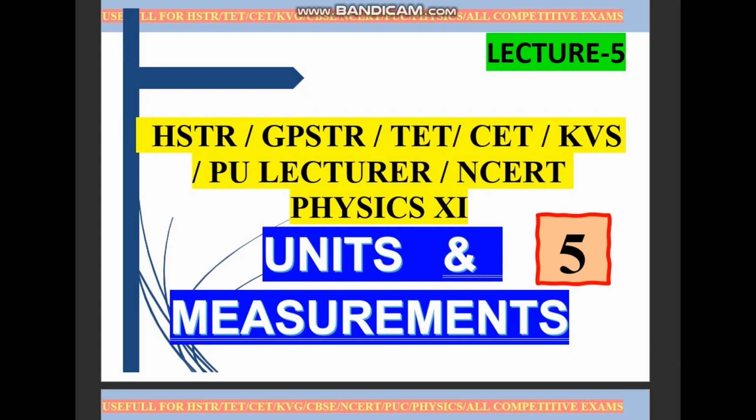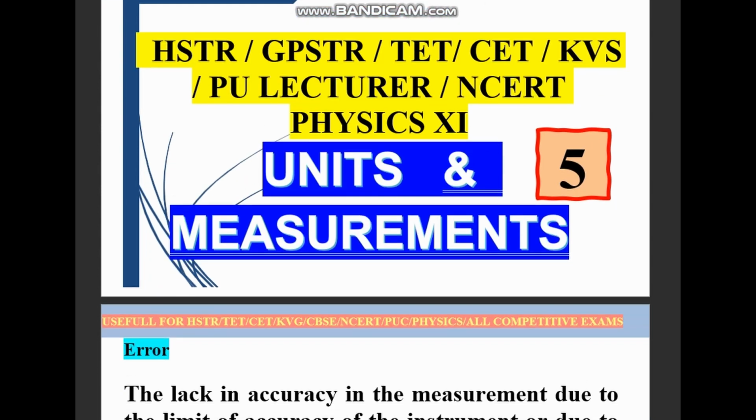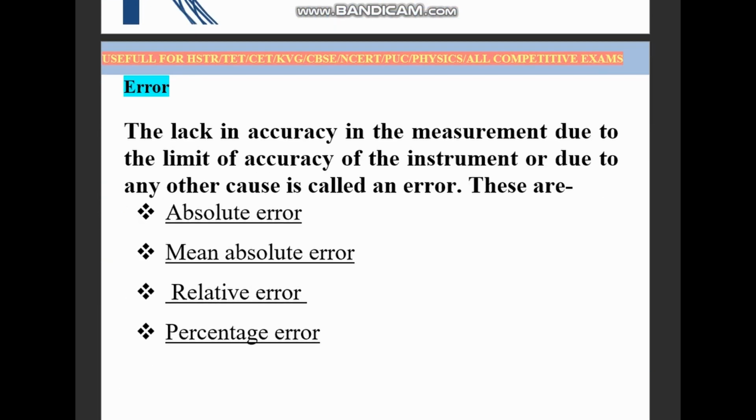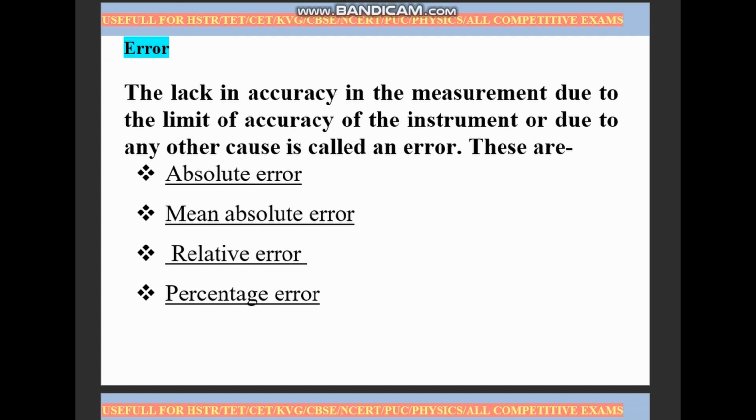We have already covered the four parts of units and measurements, which is a very useful topic for HSTR, GPSTR or even NCERT physics of class 11. So in units and measurement class 5, we are going to cover errors. In previous classes we have already covered dimensional formula and significant figures with necessary examples. So in today's class, we will see errors and types of errors with examples.